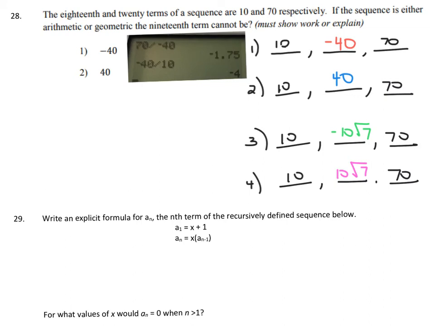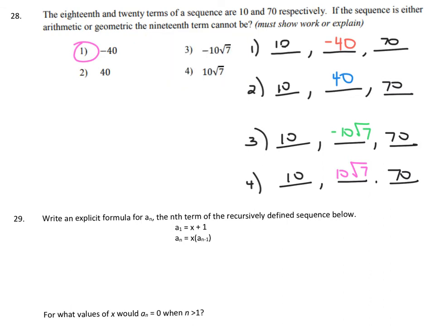Okay, so we can see we do not get a consistent answer. 70 divided by negative 40 does not equal negative 40 divided by 10. So this negative 40 is the answer choice that doesn't work. So that's our answer right there, choice 1. I would still go through the other choices just to make sure that they don't work. So I'm going to quickly do that.